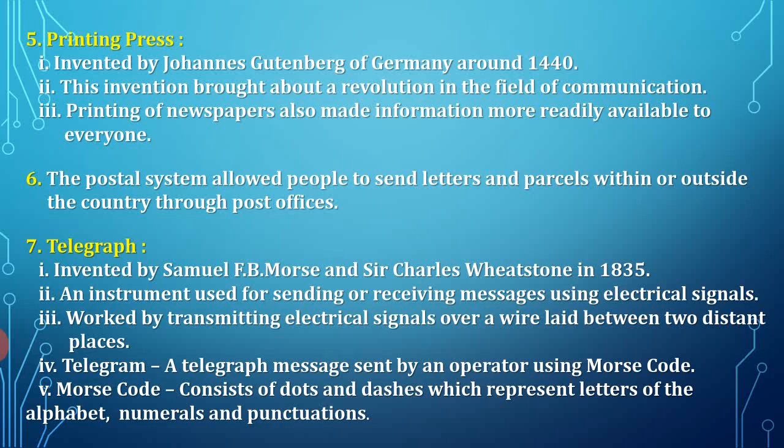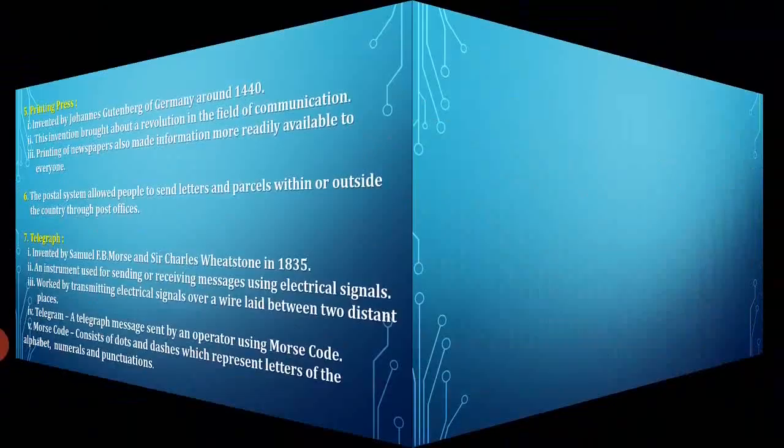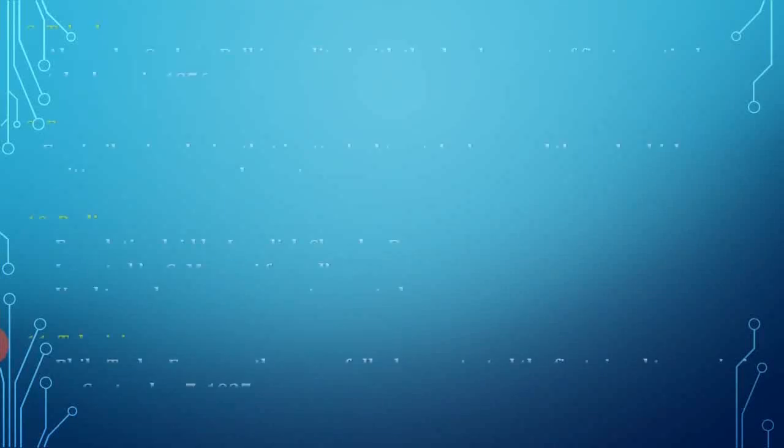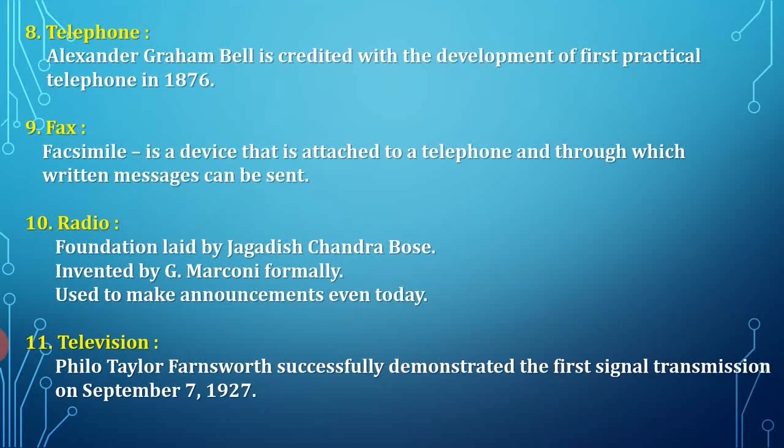Now, telegram. A telegraph message sent by an operator using Morse code. What was a Morse code? It consists of dots and dashes which represent letters of alphabet, numerals, and punctuations. Now, telephone. Alexander Graham Bell is credited with the development of first practical telephone in 1876. You write down these points, children, and learn it, children.